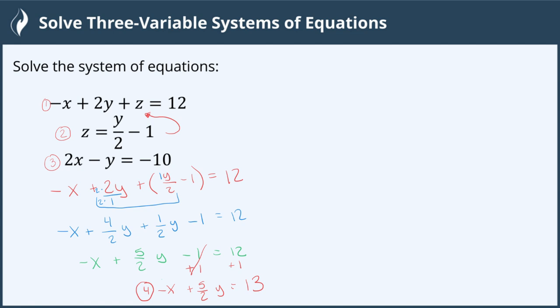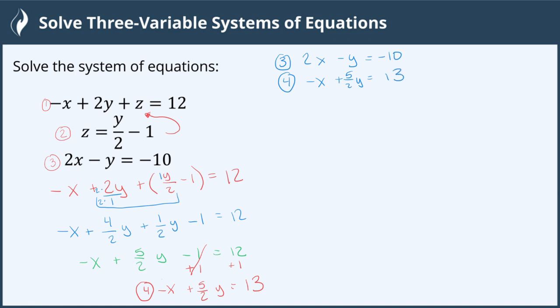Now I'm going to look at my brand new equation number 4, and I see that I have an x and a y. Equation number 3 also has an x and a y, and this is very similar to doing a two-variable system with 2 equations. So I can take those 2 equations, numbers 3 and 4, and get rid of another variable, either the x or the y. I'm going to put these over here. Number 3 is 2x minus y equals negative 10. And equation 4 is negative x plus 5 halves y equals 13.